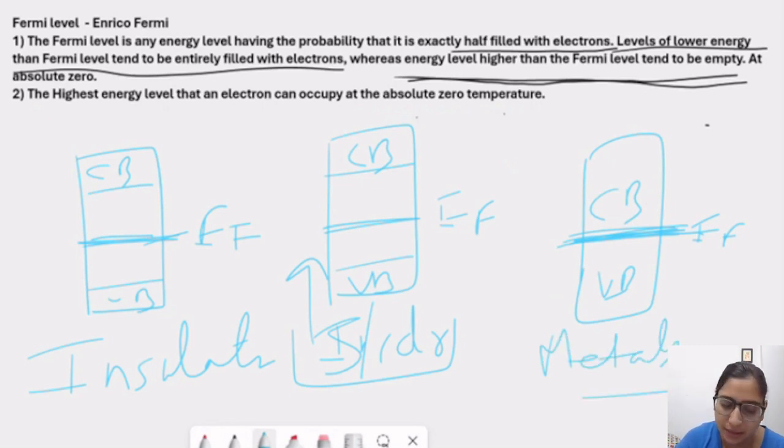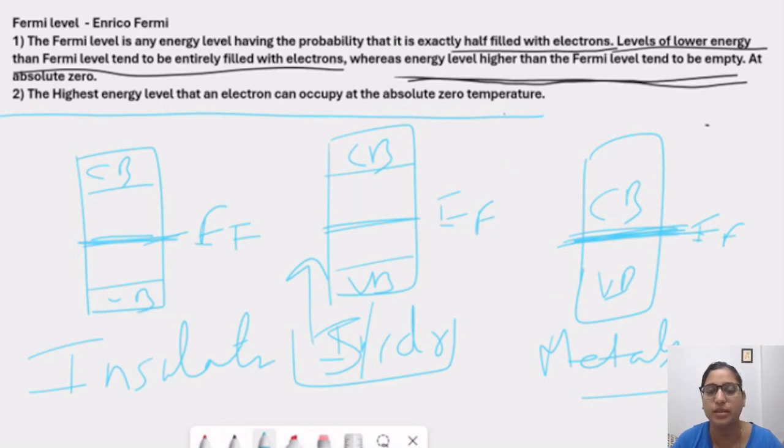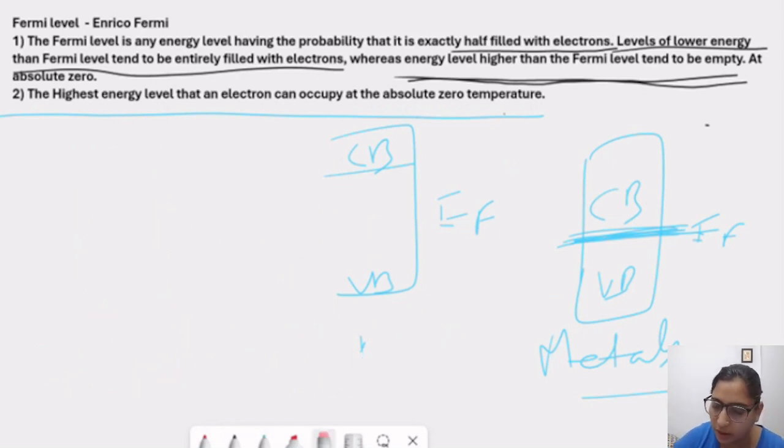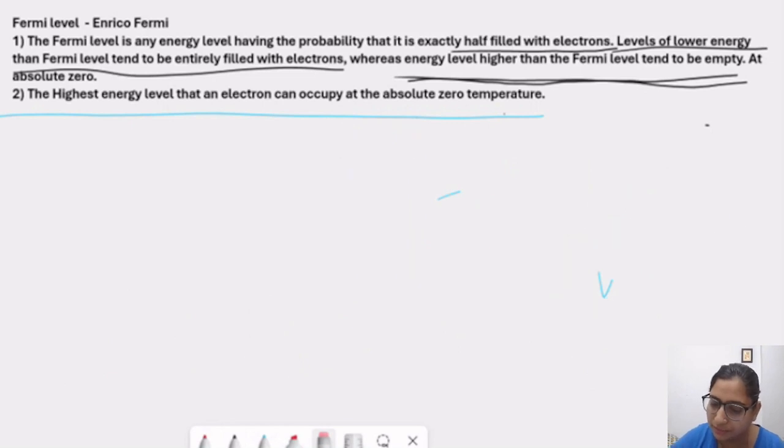Now here we can see that a second definition is also there. According to this, it is the highest energy level that an electron can occupy at absolute zero temperature. What is the highest energy level an electron can occupy? If there is some distribution of electrons in a particular atom, then what is the highest energy level for this atom so that it can occupy a particular shell? So now we will discuss the case of intrinsic and extrinsic semiconductors so that we can understand the second definition very well.